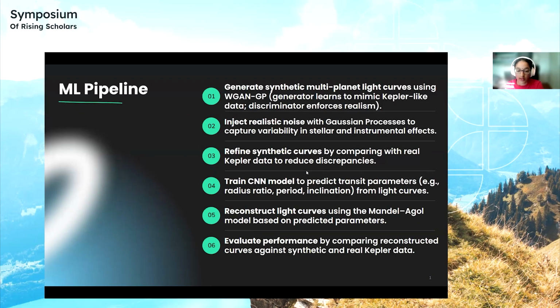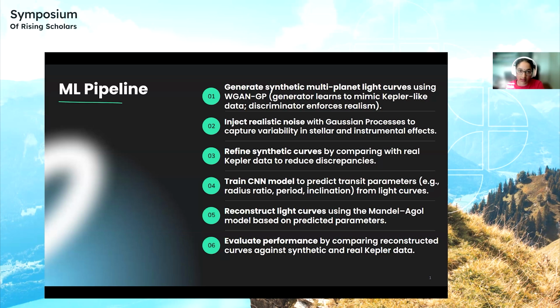So here's an overview of my entire machine learning pipeline. So first, I generate synthetic planetary light curves using a WGAN GP, where the generator learns to mimic Kepler-like data and the discriminator enforces realism. Second, I inject realistic noise with Gaussian processes to capture variability in stellar and instrumental effects.